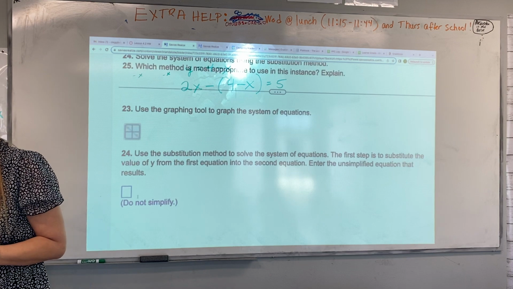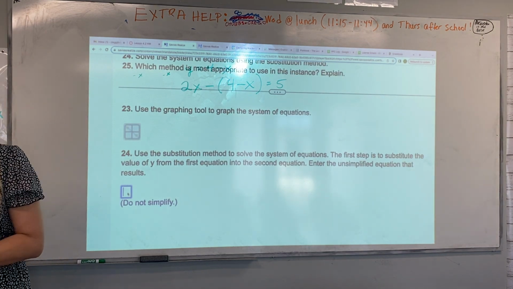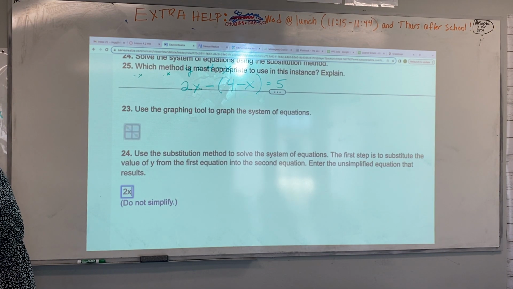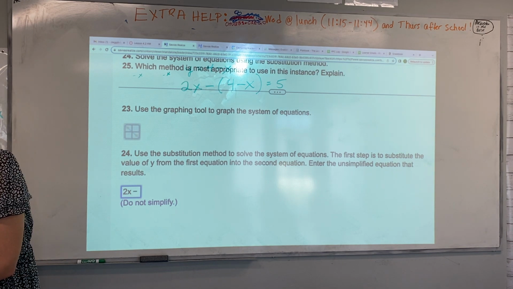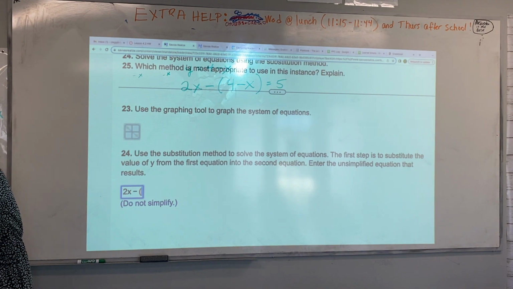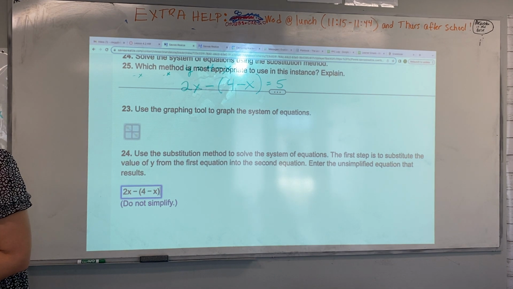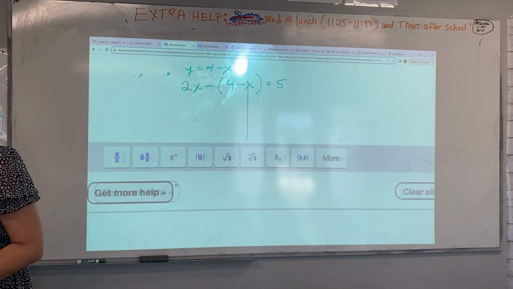It better tell me it's correct. Okay, so it says 2x minus 4 minus x. Do you guys have the same numbers as me? Oh no. Oops. Equals 5. They better tell me this is correct.